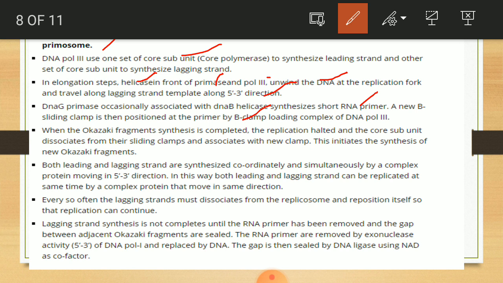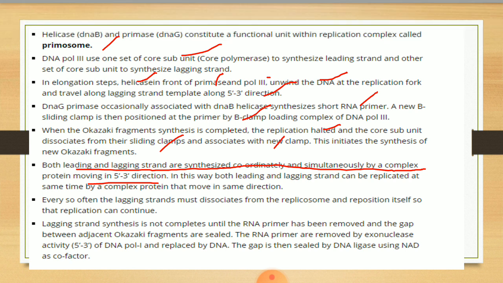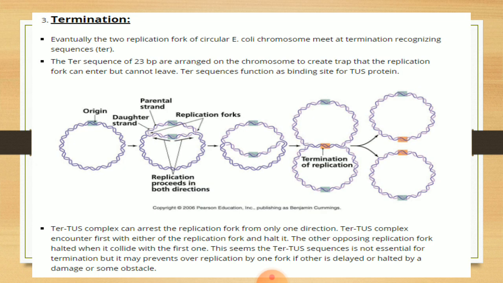When the Okazaki fragment synthesis is completed, replication stops, and the core subunit dissociates, and then the sliding clamp is associated with the new clamp, and then the synthesis of new Okazaki fragments is started. So both the leading and lagging strands are synthesized simultaneously, and they move in the 5' to 3' direction by using the complex DNA polymerase III enzyme.